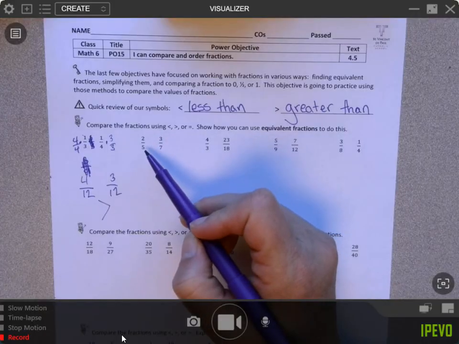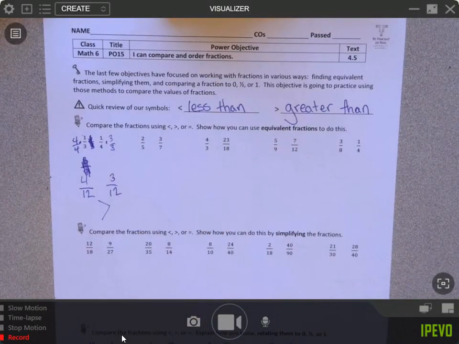So what should I do to 2/5 and 3/7? Kylie? Find the common denominator, right? What's the easiest way to do that Maddie found?